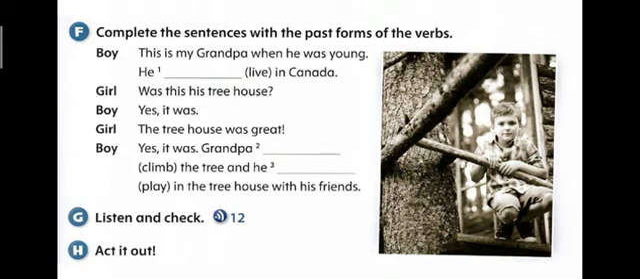Let's see the example. This is a small conversation between a boy and a girl. Complete the sentences with past forms of the verbs. Boy: This is my grandpa when he was young. He lived in Canada. We want to use live.